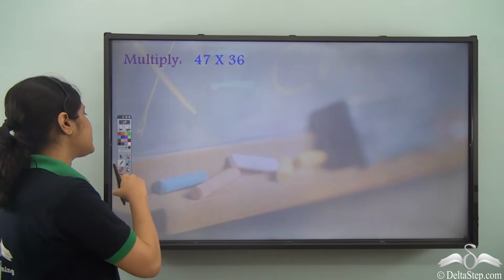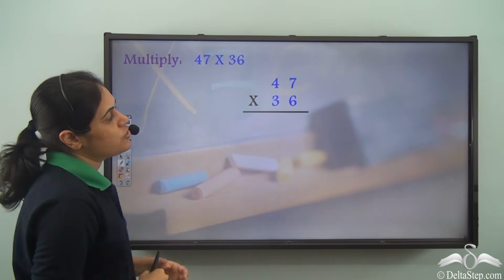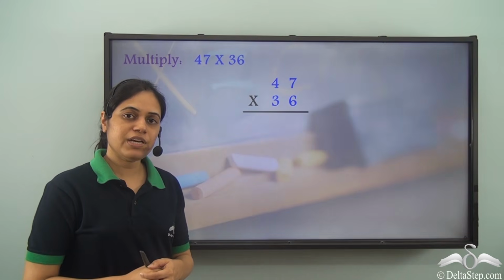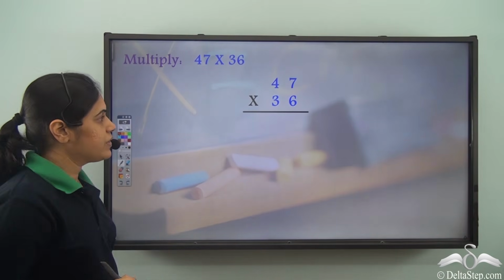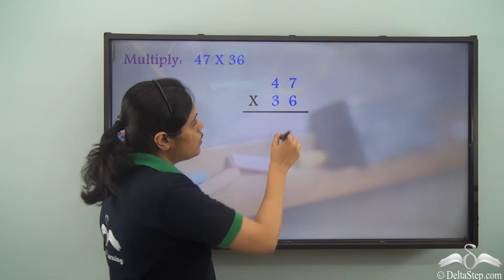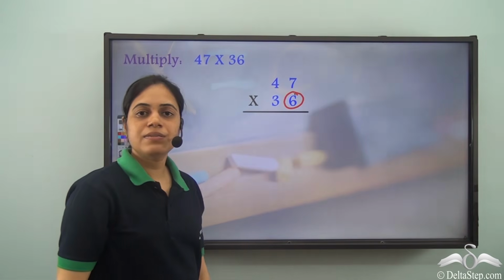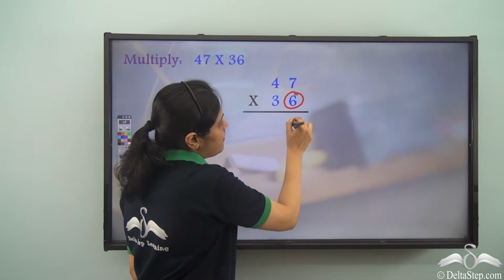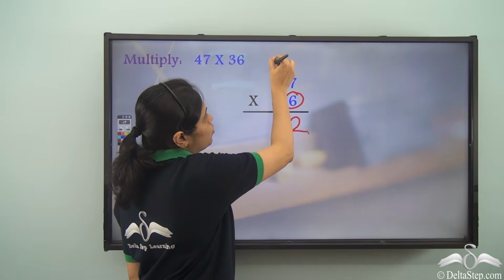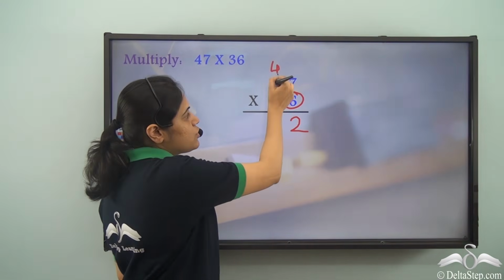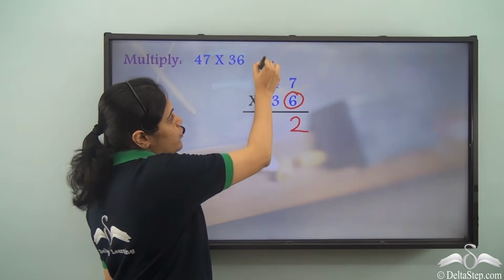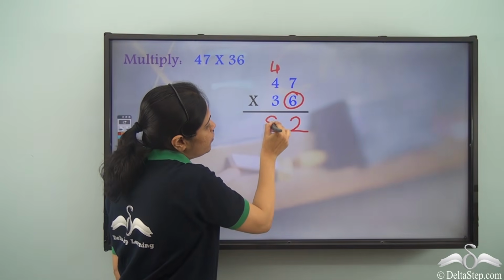I have 47 into 36. So I need to write them one below the other. And what is the first step? The first step is to multiply by 6. So 6 into 7 is 42. 2, 4 is carried over. 6 into 4 is 24. 24 plus 4 is 28.